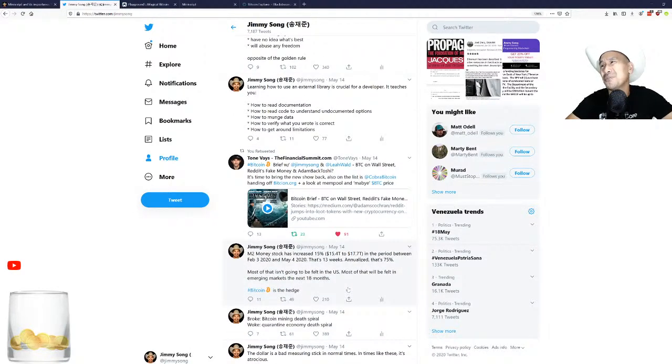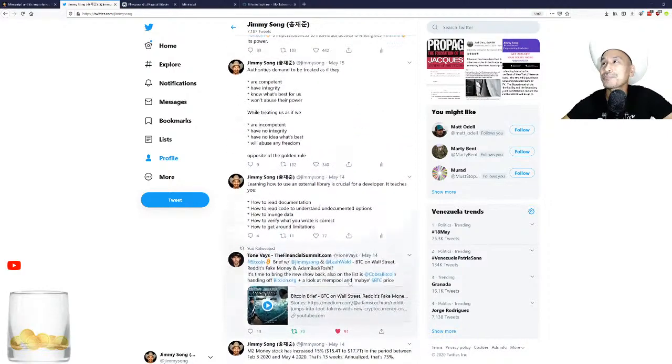M2 money stock has increased 15% in the period between February 3rd and May 4th. That's 13 weeks. Annualized, that's 75%. It's insane how much money has been printed in 13 weeks. If you do that for a whole year, that would be 75% over a whole year, which is absolutely insane. We're on track to almost double our money supply in like a year and a half or something. So it's going to be kind of crazy.